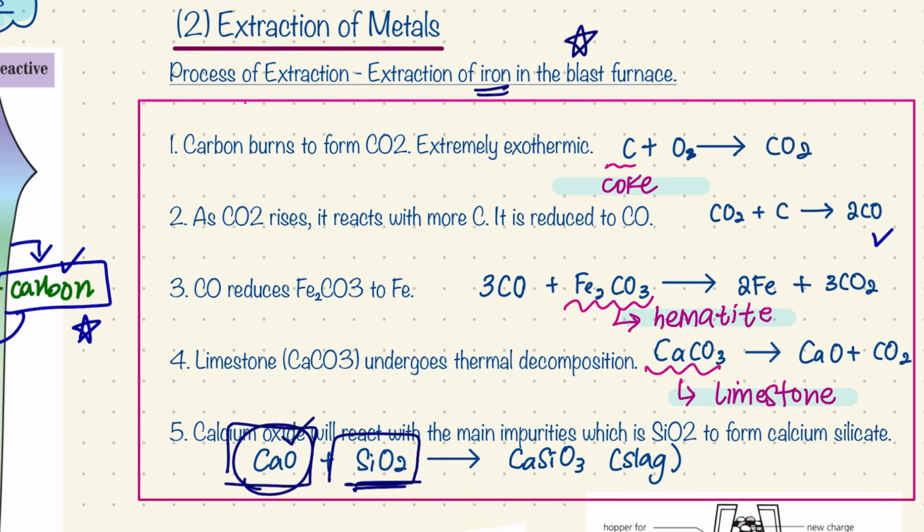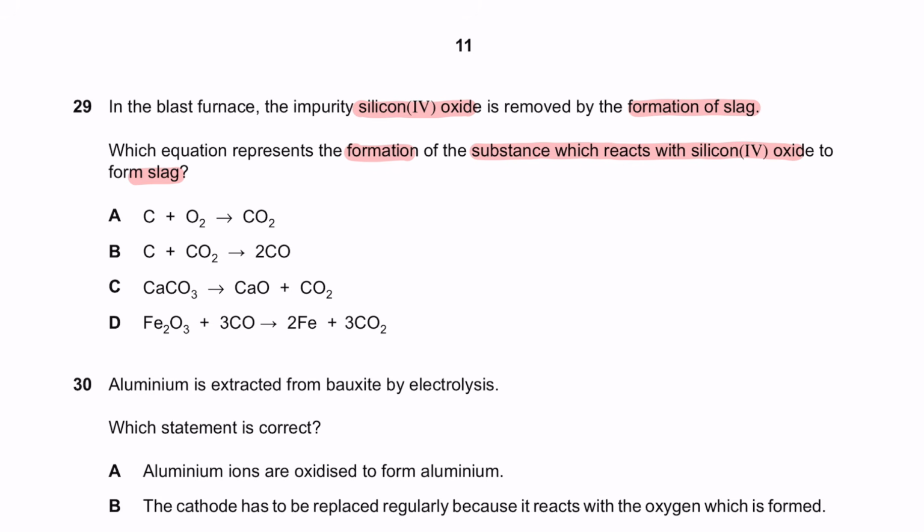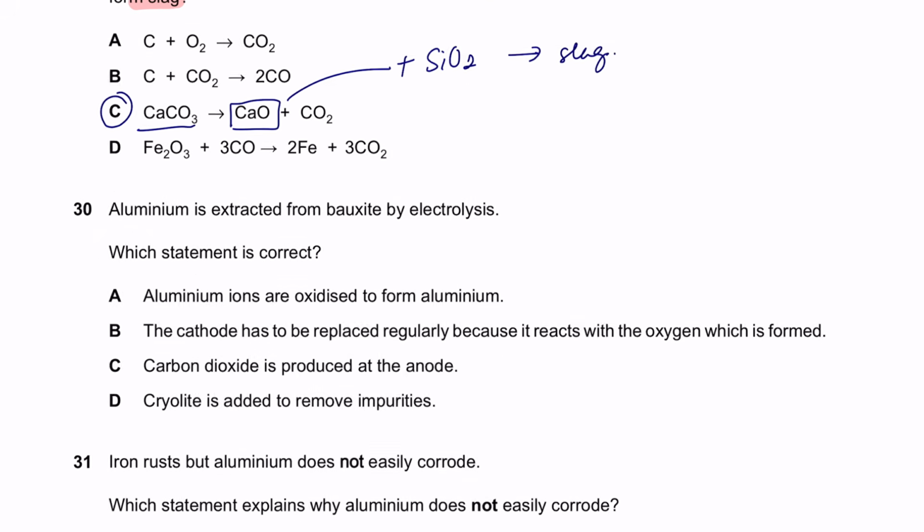We will get calcium oxide when calcium carbonate, which is the limestone, undergoes thermal decomposition. So when calcium carbonate undergoes thermal decomposition, it produces calcium oxide. Calcium oxide then will react with silicon oxide to form slag. Next, question 30.